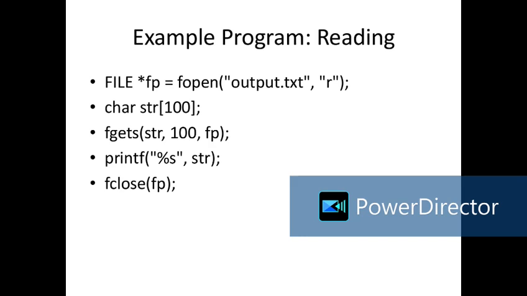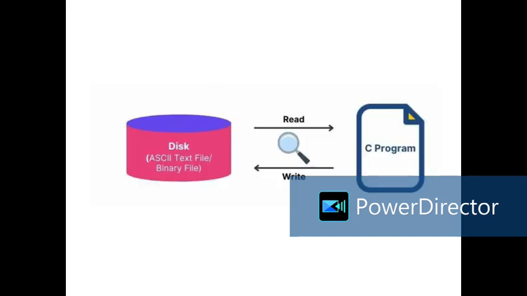Example program: reading. Now let's move to reading from a file. Below is a basic example. The file is opened in read mode and a line is read from the file using fgets. The line is printed to the console. This example is fundamental for applications that load stored data, such as saved settings, recent documents, or logs. You can extend this by reading multiple lines in a loop until EOF becomes true.